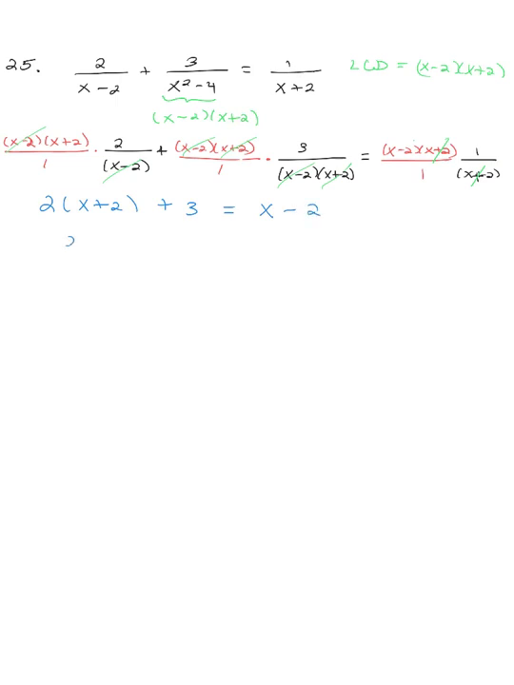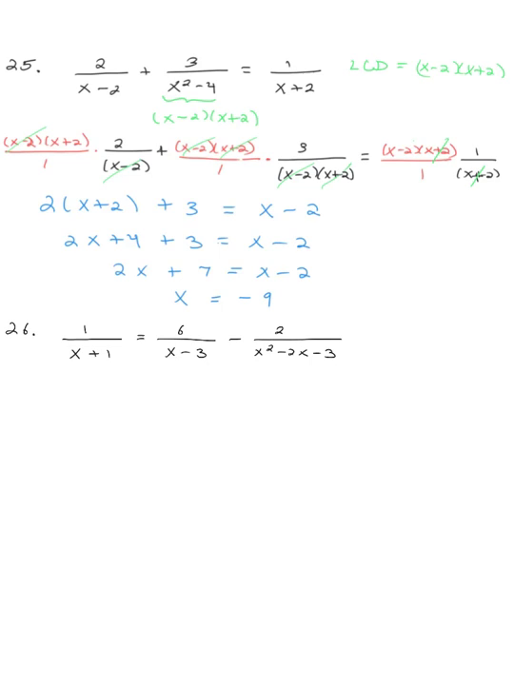If I distribute the 2, I get 2x plus 4 plus 3 is equal to x minus 2. That is 2x plus 7 is equal to x minus 2. If I subtract x from both sides, as well as subtract 7 from both sides, I get negative 9 is the answer to this question.